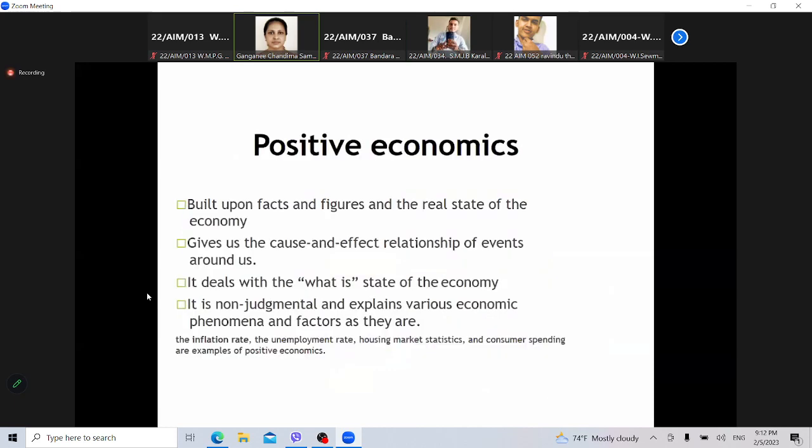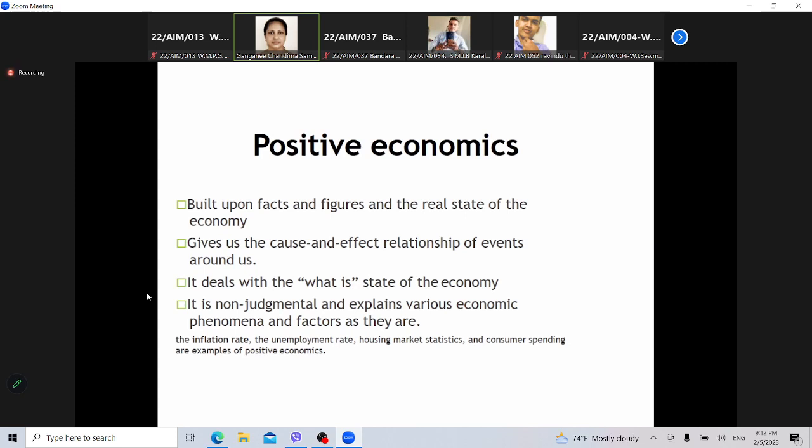Okay? Then positive economics is normally built upon facts and figures, giving the cause and effect relationship because we have the theory. So you can explain it by using this theory. The inflation rate, unemployment rate, automatically we have the theory. Then it deals with what is in the economy. So that is there in the theory.